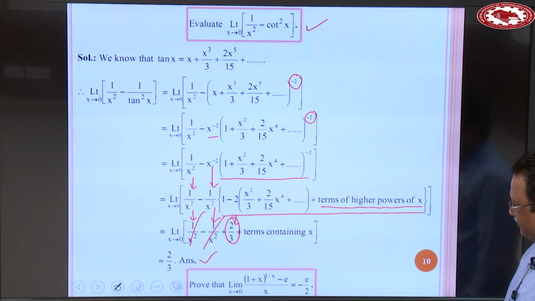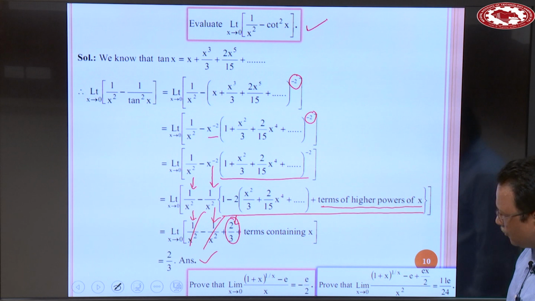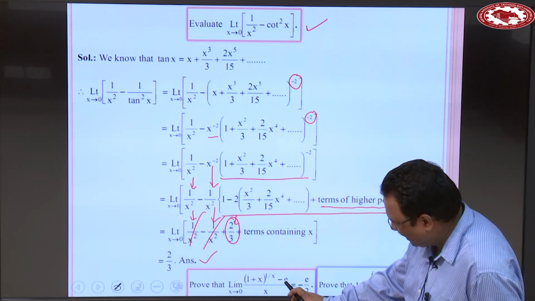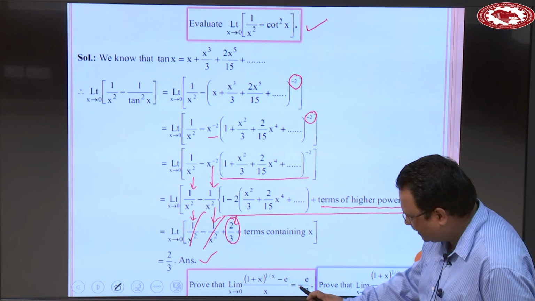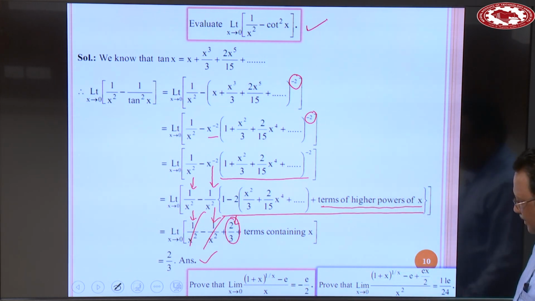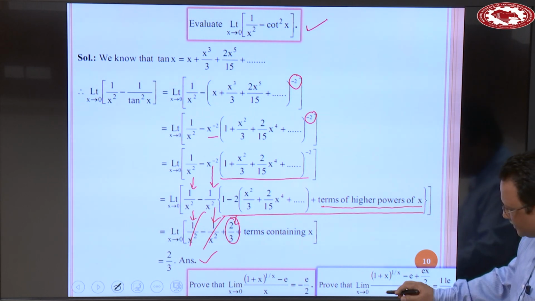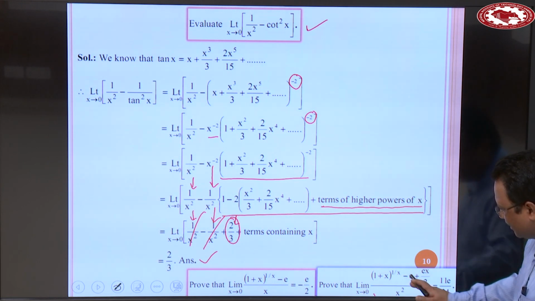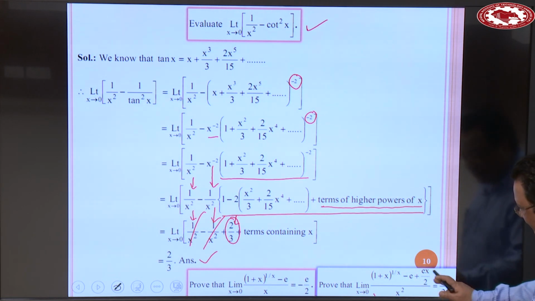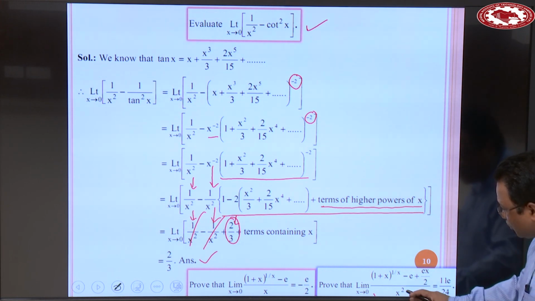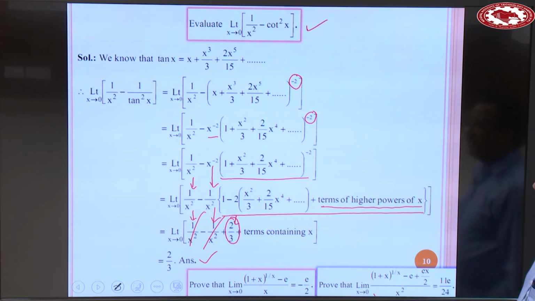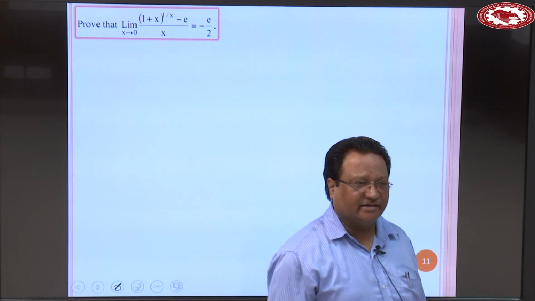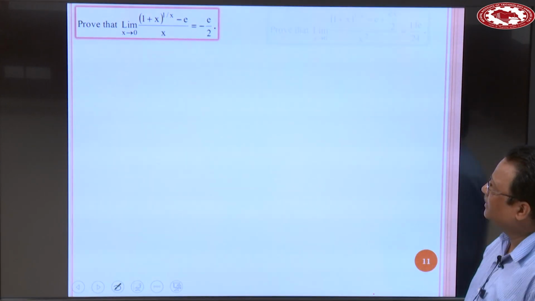Now one more question. Prove that the limit as x tends to 0 of (1 plus x) to the power 1 over x minus e, divided by x, is equal to minus e over 2. And one more similar question: limit x tends to 0 of (1 plus x) to the power 1 over x, same term, minus e, plus ex over 2, divided by x square, is equal to 11e over 24. So first solve the first part, and the second we can evaluate similarly.